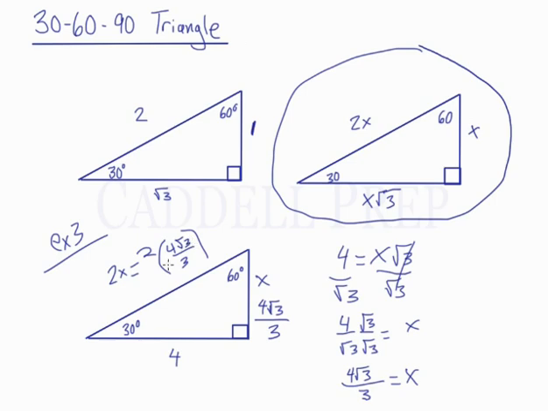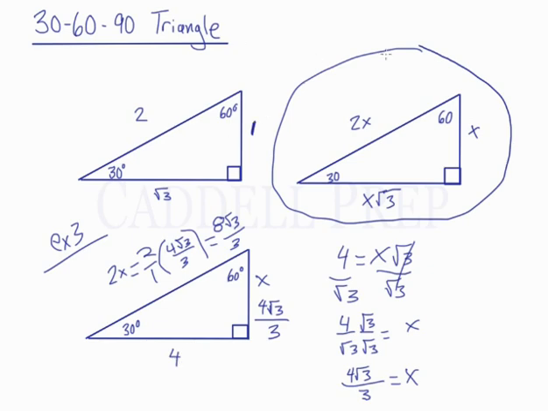Let's multiply this. 2 is just the same as 2 over 1. So we get 2 times 4 radical 3, which is 8 radical 3. And then 1 times 3 is 3. So this hypotenuse is 8 radical 3 over 3. This leg across from the 30 is 4 radical 3 over 3. And we were able to figure that out because this leg across from the 60 is 4.